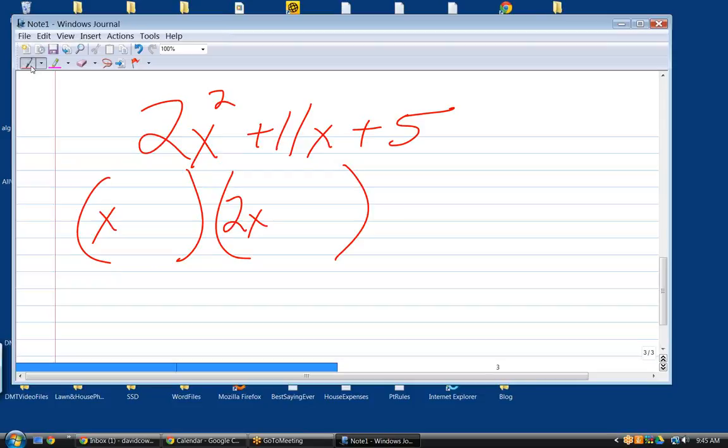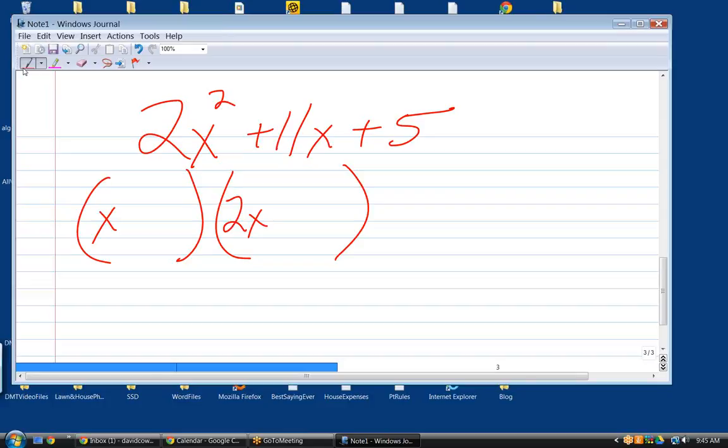So the first step is basically the same. It's to separate those things. Had that been a 3x squared, then it would be x times 3x. Had that been a 4x squared, then I got some choices. We'll get to that in a second. But in this one here, it can only be x and 2x. There's no other choices.